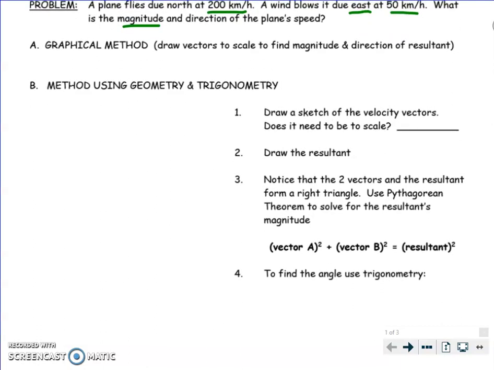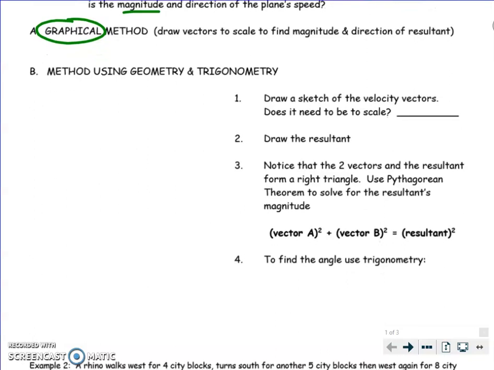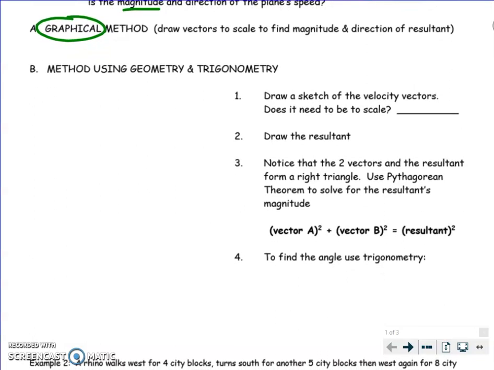If I haven't already taught you this, and I will do it eventually, there's another way we can do it graphically. We could use a protractor and a ruler and draw things to scale. But here we don't have to do that. We're just going to use the idea of proportions and triangles that matches what's going on with our actual velocities. So I've got 4 steps. First we're going to draw a sketch. This is so important. Of the velocity vectors, so we can line them up so we can draw the correct resultant, before we determine the magnitude and direction of that. And it does not need to be to scale.